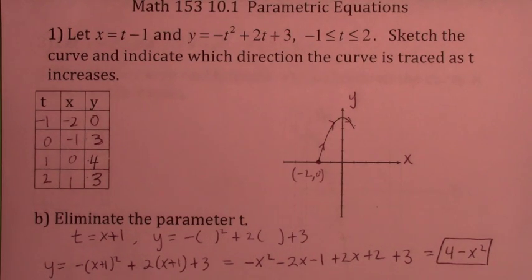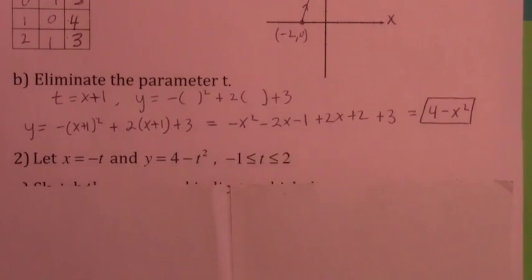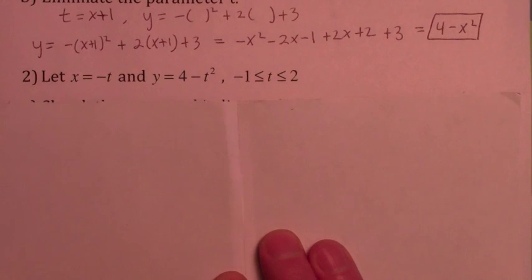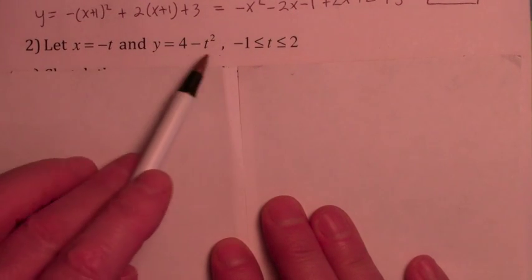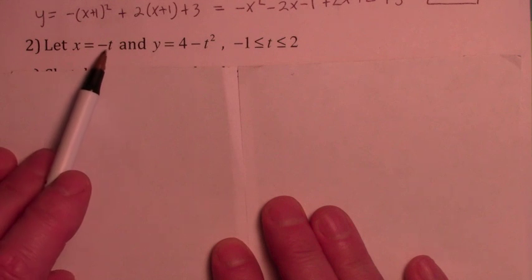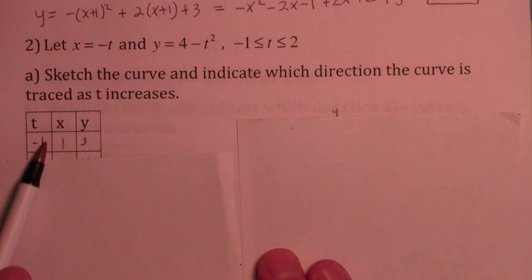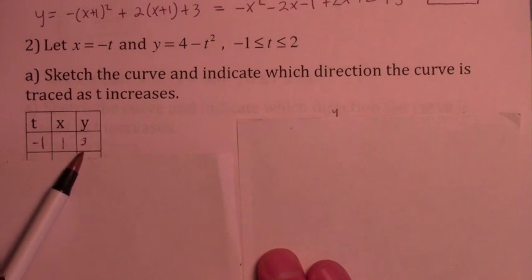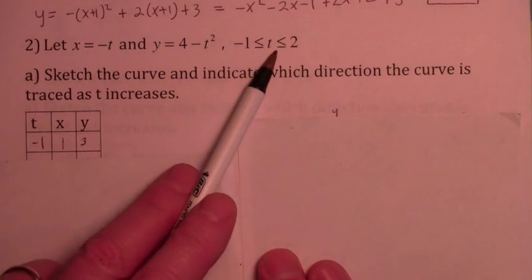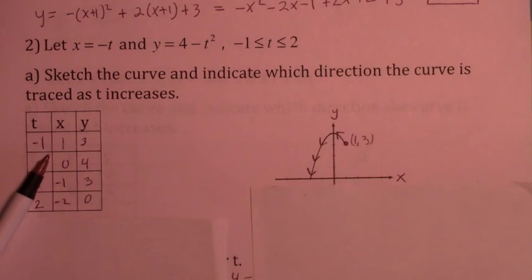Let's try another one. Suppose we have x equals negative t, y equals 4 minus t squared. In this case, we're going to pick some values of t. When t is negative 1, you plug in and x becomes positive 1, and when you plug negative 1 in for t for y, you get 3. So you get the point 1, 3 when t equals negative 1.